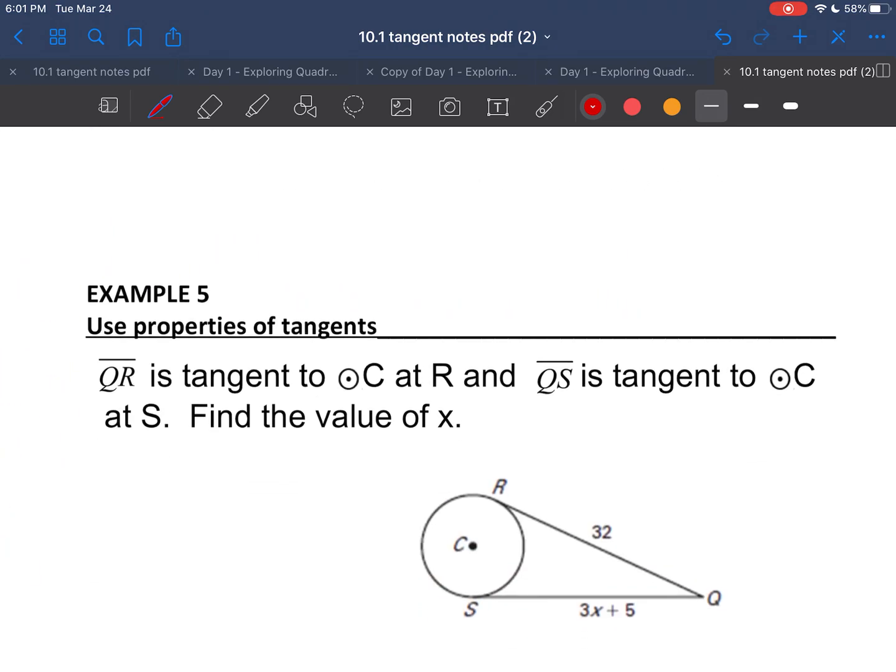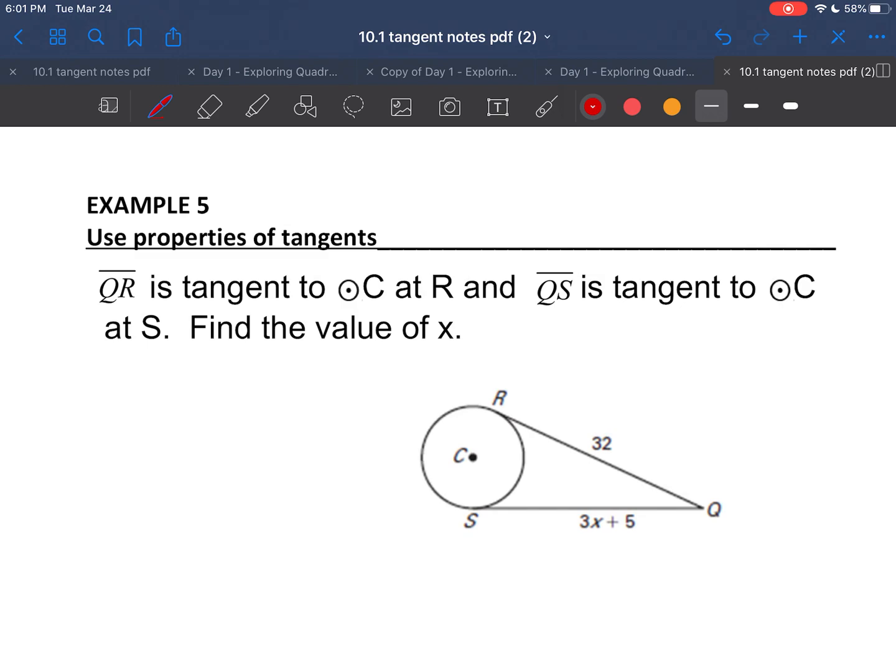I've got one more problem here. I'd like to apply that theorem. You are told that segment QR is tangent to circle C at R, and segment QS is also tangent to the circle. So I have one tangent segment and another, and I can see that they both have a common exterior point. My theorem says that these two segments are congruent. Therefore, I can write an equation and set them equal: 32 is equal to 3x plus 5. Let's solve it from there.